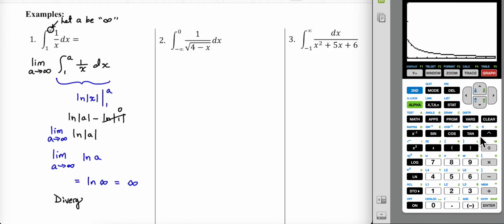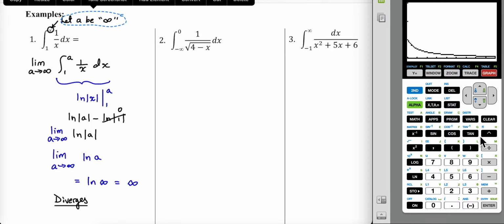All right. Now the second one is going from negative infinity to 0. Now we can swap the bounds of integration and negate things and transform if we want, but we could also just let infinity be a, right? So let a be infinity and have it go from negative a to 0.